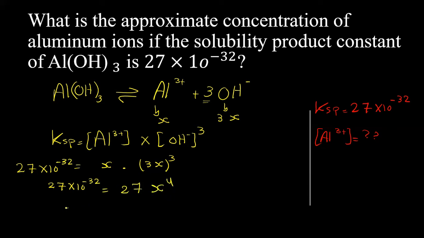After that, here X equals 1 multiplied by 10 raised to the power negative 8 molar. This will be the concentration of aluminum ion. Okay, so this is the final answer.